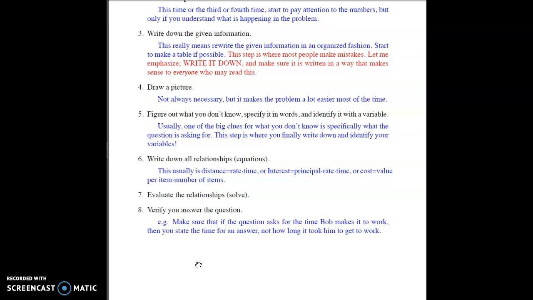So make sure you're answering the question that they're looking for, and make sure that it makes sense. Go back also, and if you get a chance, plug it back into your equation. Make sure that everything balances out and that it is the correct answer.